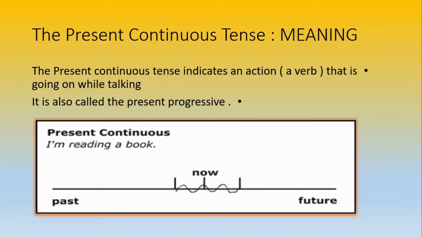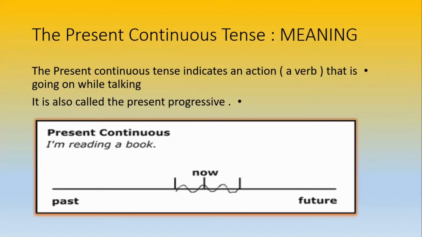And what do we mean by progressive? It's not a specific characteristic of the present continuous. All continuous tenses in English, we can call them progressive tenses because they show the progress of an action in a given time. They show how long the action takes in a given time.